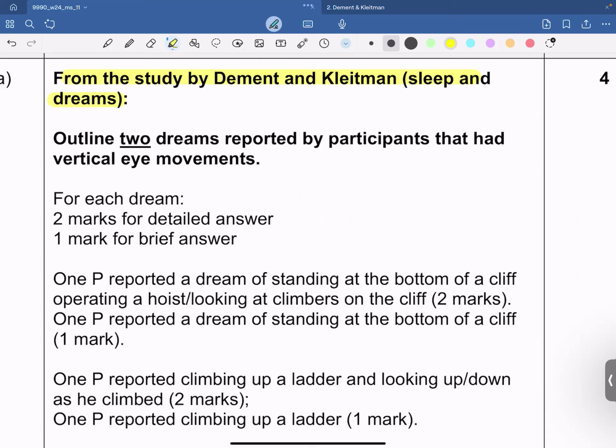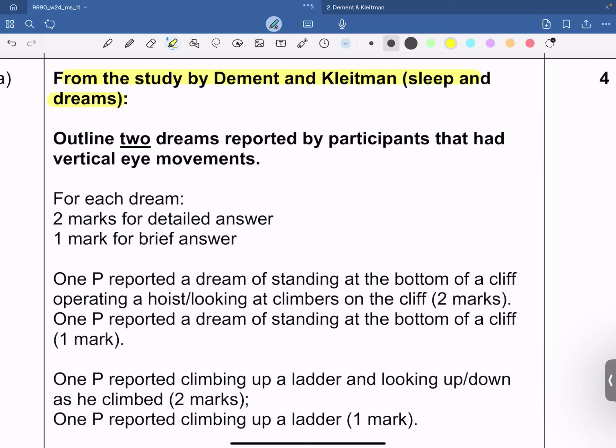Let me repeat the third aim over here. Through this aim, Dement and Kleitman wanted to explore whether there was a relationship between the eye movement patterns and if they had any relationship or link with the content of the dream.